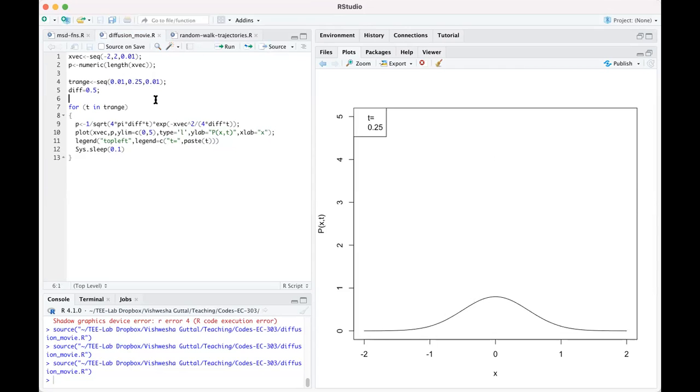Is it clear now? Okay, cool. So that's what I wanted to have uploaded. And by the way, if you ever want to do animations like this in R, it's really easy. All that I have done here is that I have defined a function.